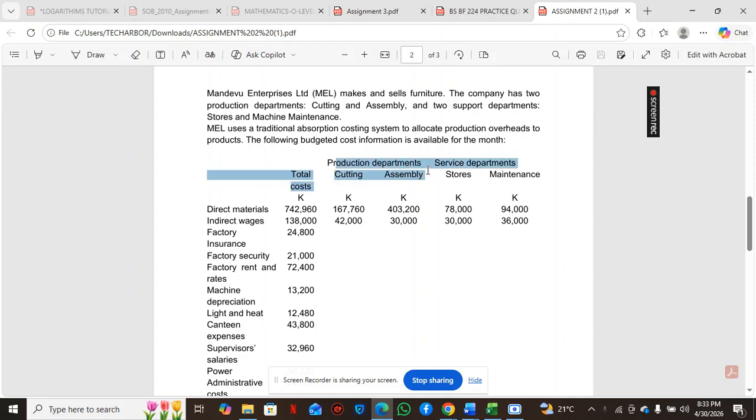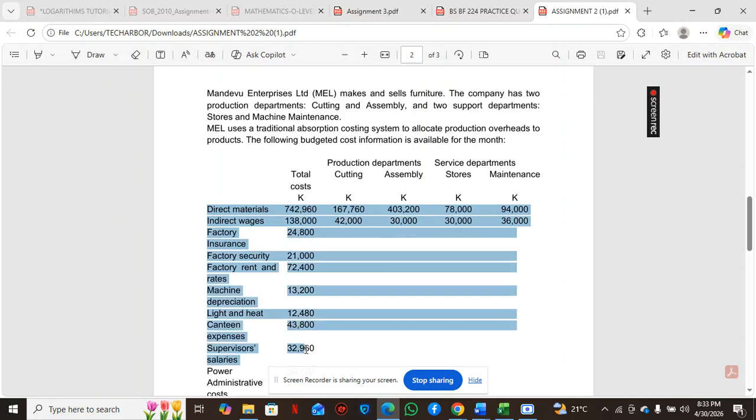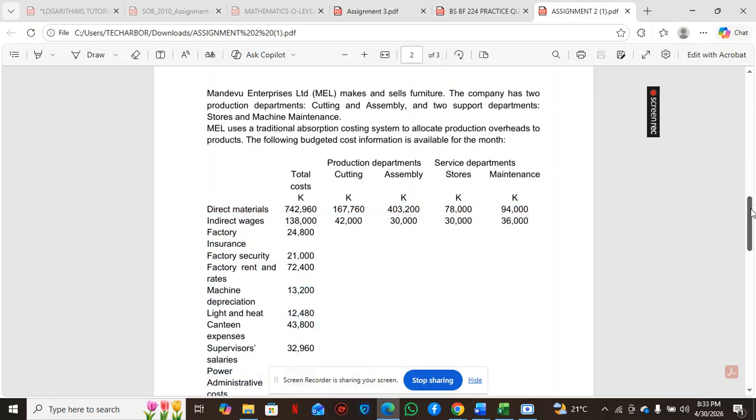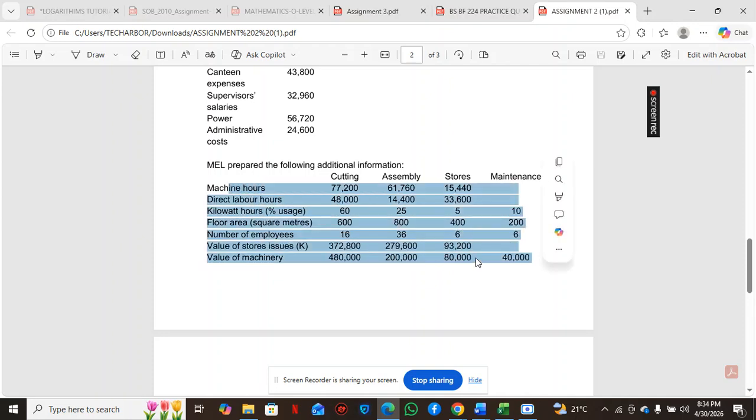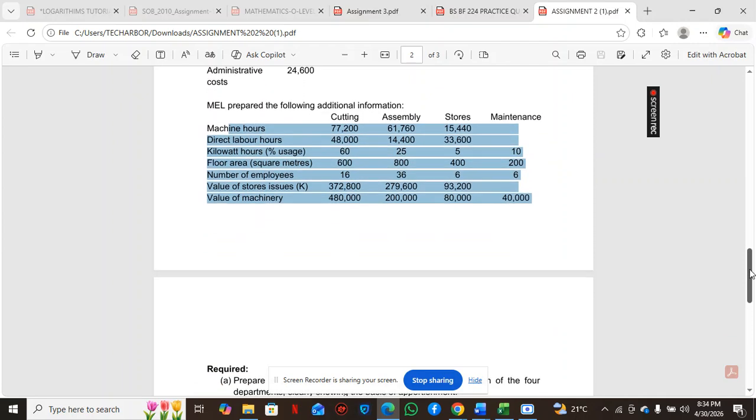Okay, so we've got four departments: production departments, cutting and assembly, and the service departments, stores and maintenance. Then here we have the costs that this company faces. Then they also give us this information. MEL prepared the following additional information, which is this. As well as solving, I'll explain how we use all of that information.